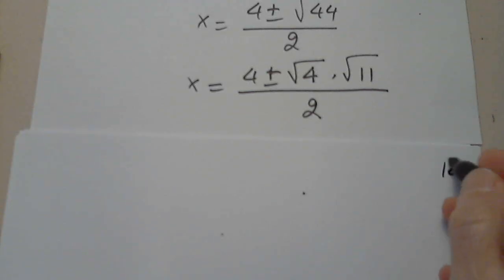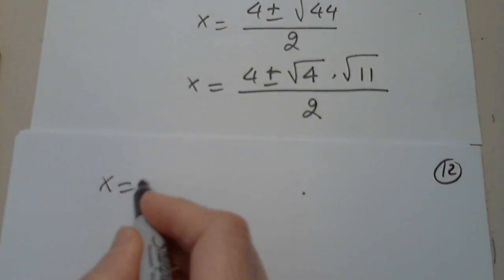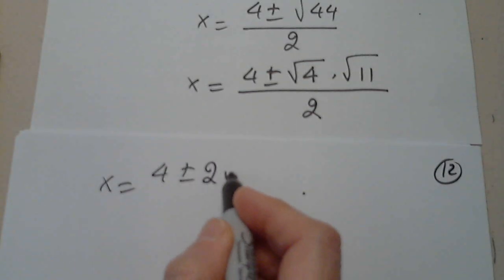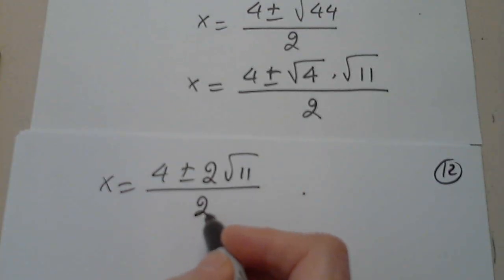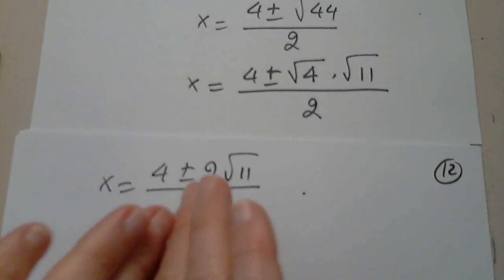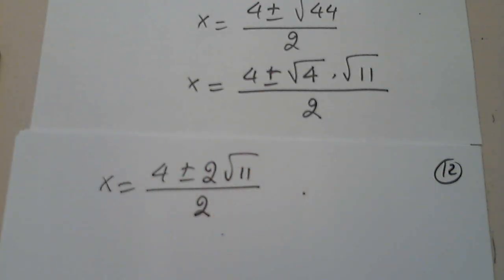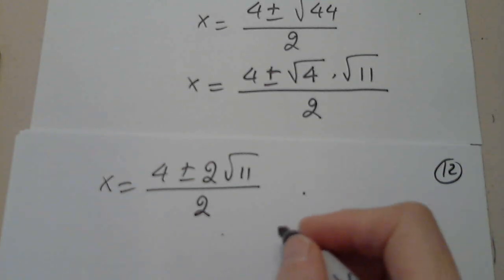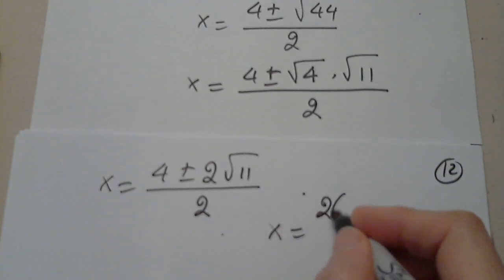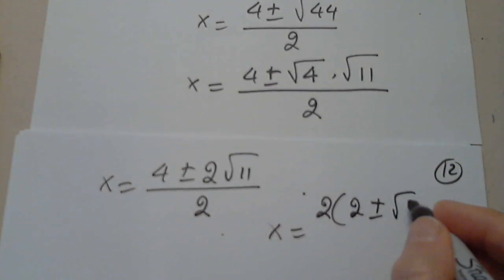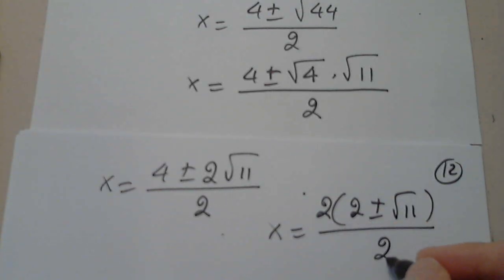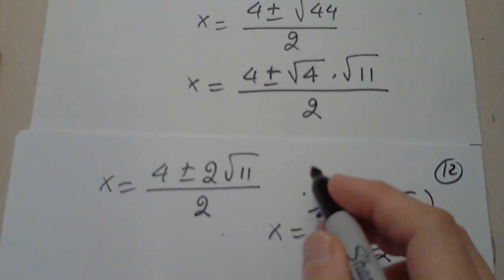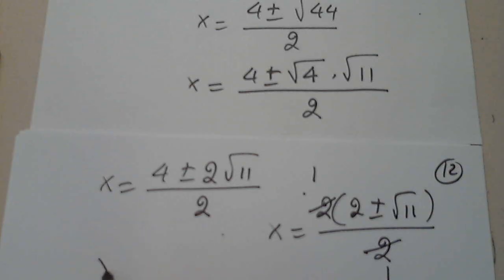Okay, good. So then I have x equals 4 plus or minus 2, the square root of 11 divided by 2. Now I have those two options from last time. I either split the fraction or factor out in the numerator. I prefer to factor, so I would write 2 plus or minus the square root of 11 over 2. And then I simplify. And the simplified form is 2 plus or minus the square root of 11.